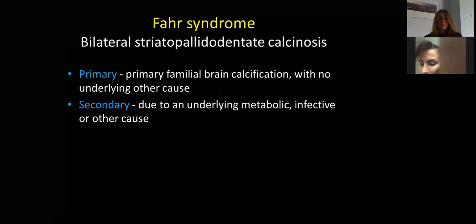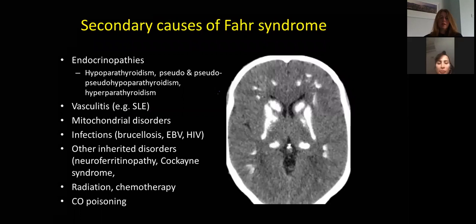So that's Fahr's disease itself. And then the secondary causes we're talking about, lots of causes. So it doesn't have to be metabolic, it can also be infective or other causes. So a massive list of lesions or etiologies for this bilateral symmetric calcification.